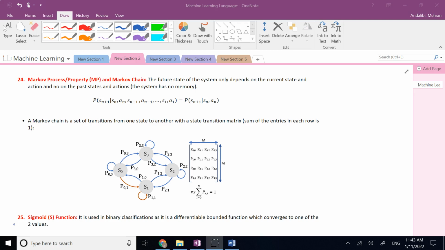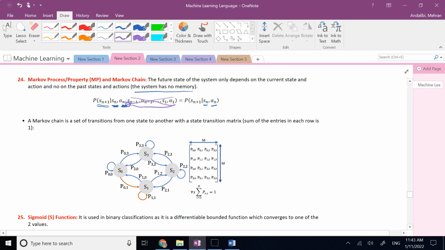So what is it? Markov property also is referred to as no memory property. What does it mean? It means the future of the system, the state of the system in the future, does only depend on what? The chance that I end up in any situation in the future only depends on the current state and the current action. That's all. I do not care about what happens in the past.